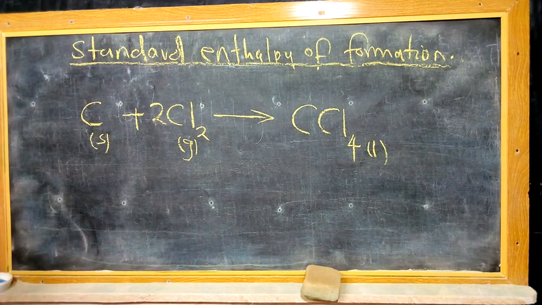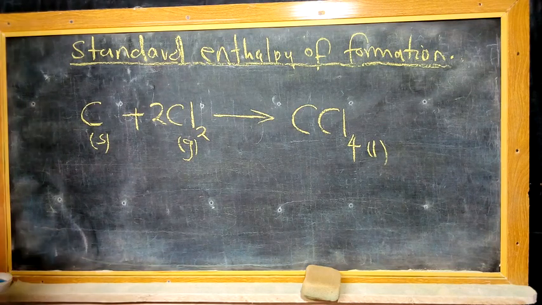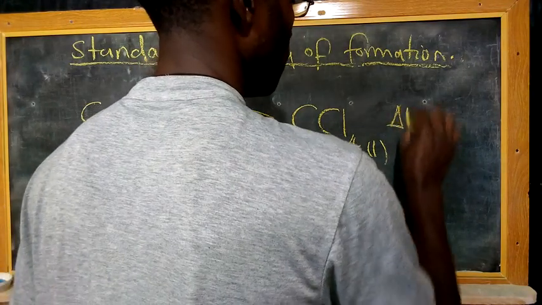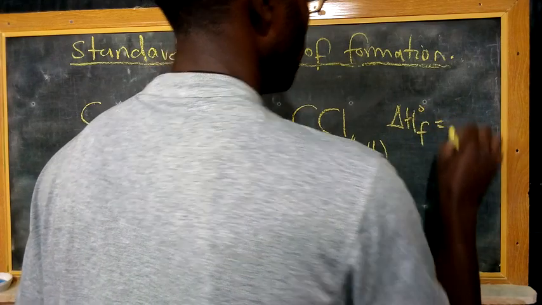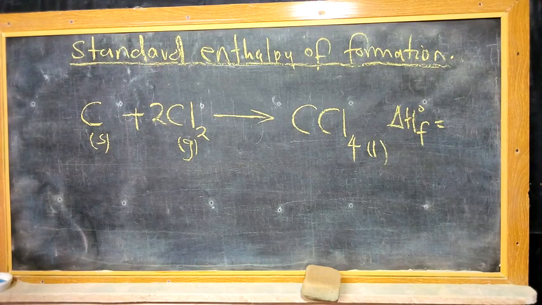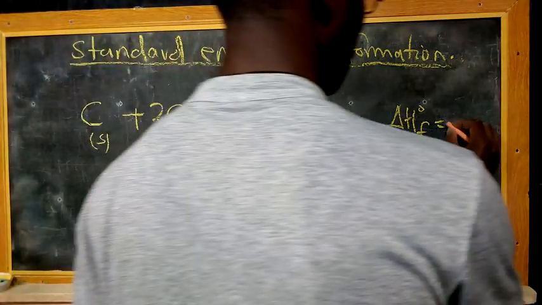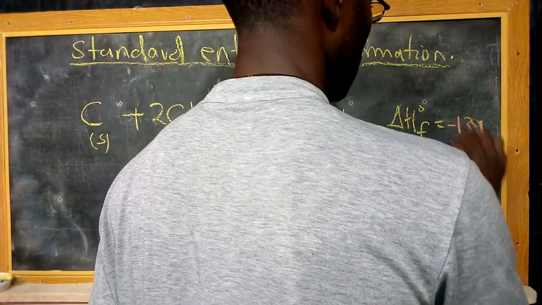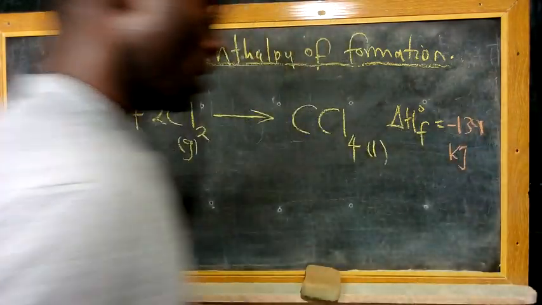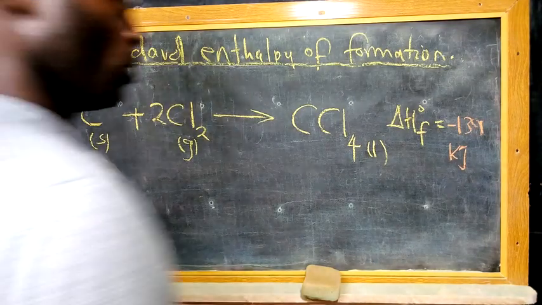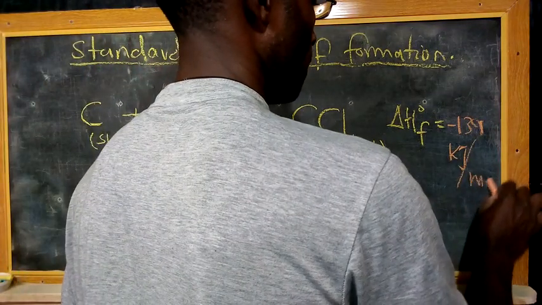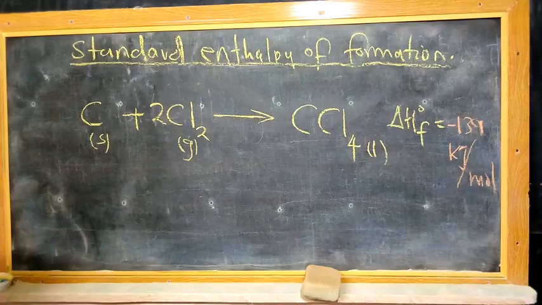So in that case, we have the standard enthalpy of formation, delta H naught F, given as... So this is an exothermic reaction. It entails evolution of heat, so we are going to have that one as negative 139 kilojoules per mole. So 139 kilojoules per mole.